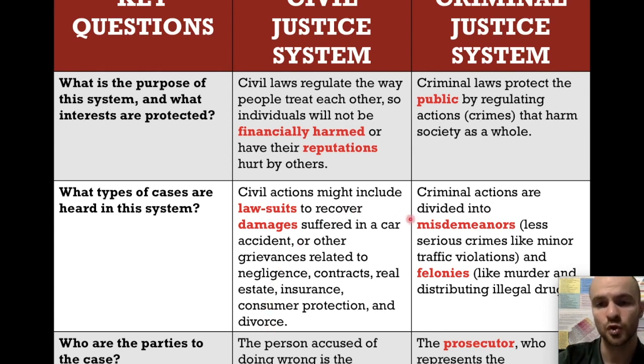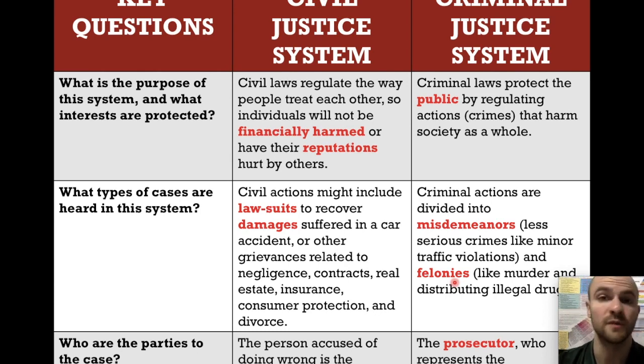Now let's jump over to criminal law. What types of cases are heard in the criminal justice system? Well, criminal actions are divided into two categories. One being misdemeanors. Misdemeanors are less serious crimes like minor traffic violations and simple assaults. They're crimes nonetheless, and you're going to get a criminal penalty for it, but they're not nearly as severe as felonies.